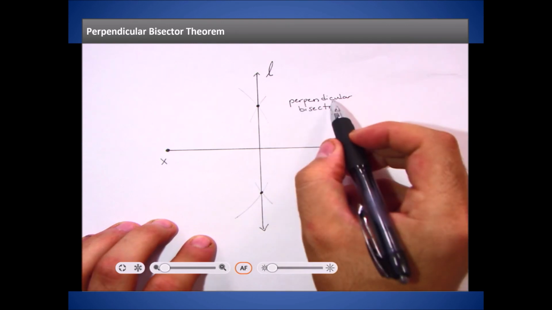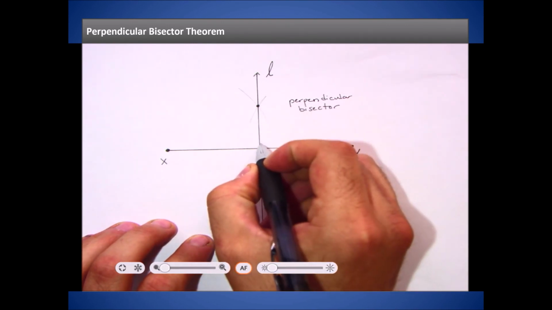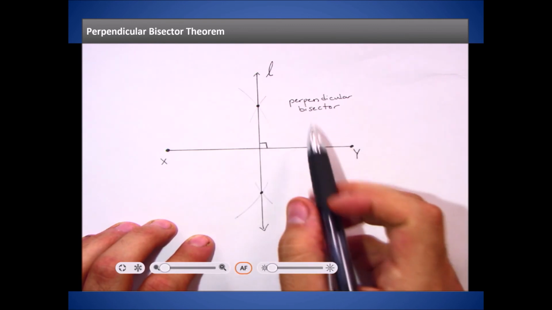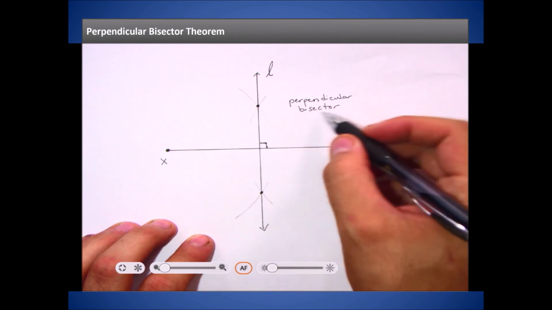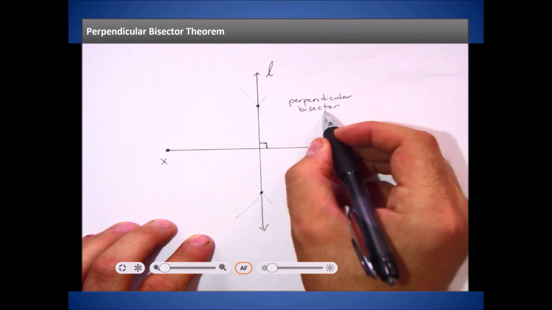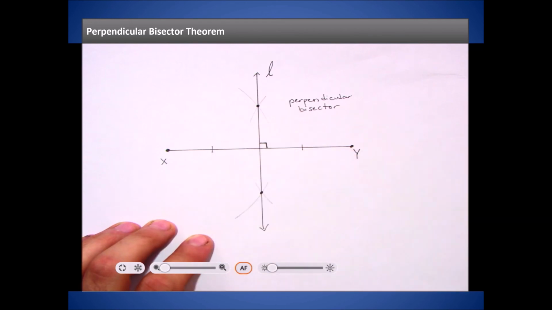Perpendicular means that it crosses this line segment at a 90-degree angle, a right angle, and it also cuts this in half. Bi means two, sect means cut, as in section. So it cuts this into two congruent segments.